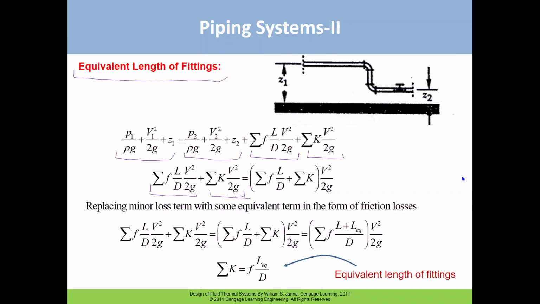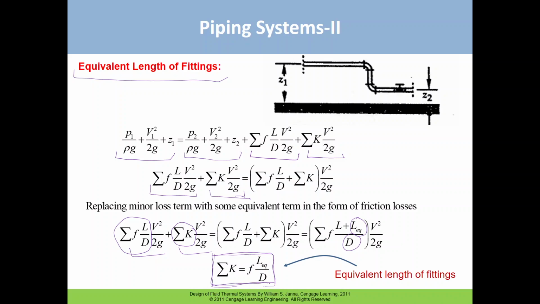So if you see how we can represent this in terms of the length and diameter, we have here the friction losses and the minor losses. This term, the summation K, is equivalent to summation f L over D. So we can represent this in the form L equivalent divided by D and multiplied by f. So this term comes out to be equal to this. This is just a representation and nothing else.